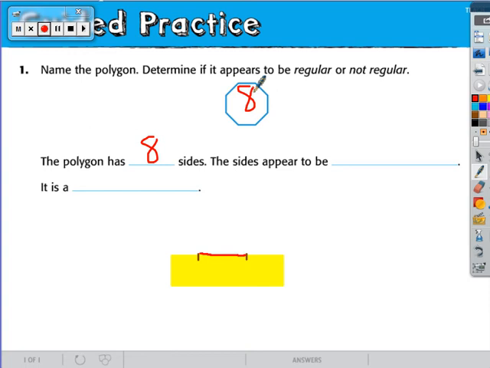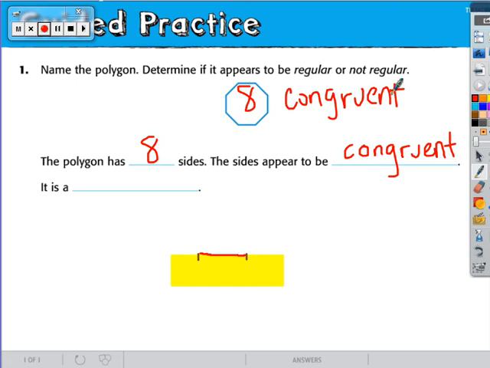And then next to it, I want you to write either congruent or not congruent. Are the sides congruent? They are. So we're going to write congruent on our sentence in our example because that's what it's asking us to do. But for your homework, I want you to write congruent next to the shape. If it's not congruent, you're going to write not congruent. Not just not. You're going to write not congruent.